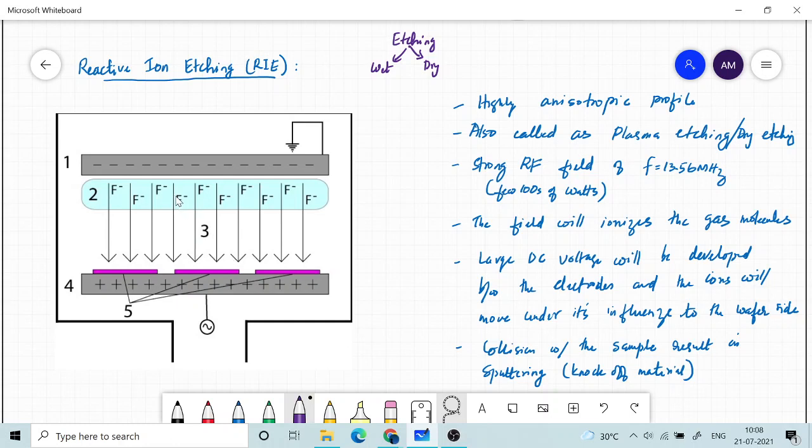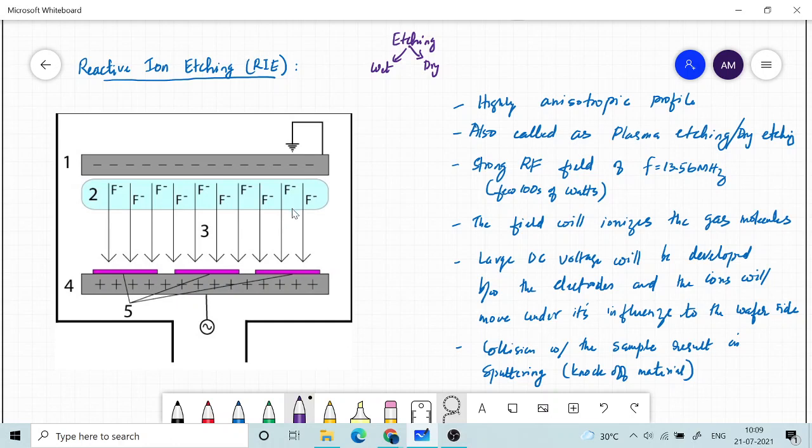Let me say how the plasma is created. We are giving a very large amplitude RF field, and that field will strip this fluorine atom. The electrons in the fluorine atoms will be stripped out, so it will basically become an ion. That way you will achieve the plasma state.